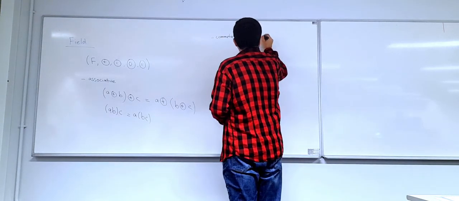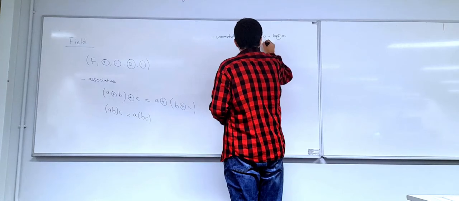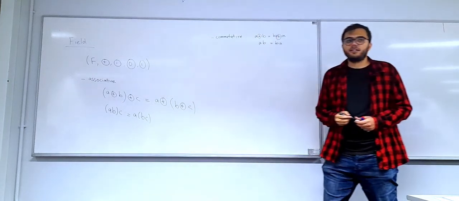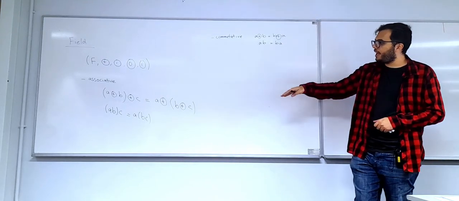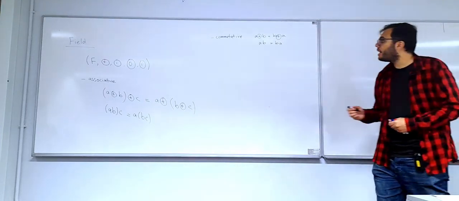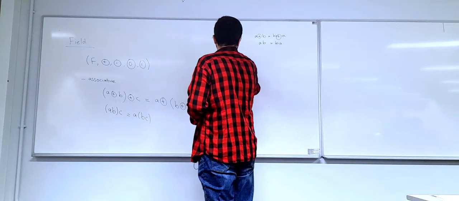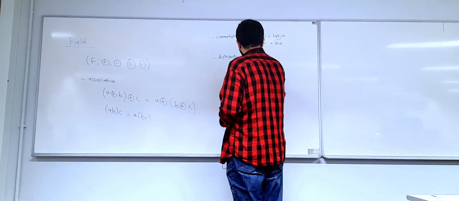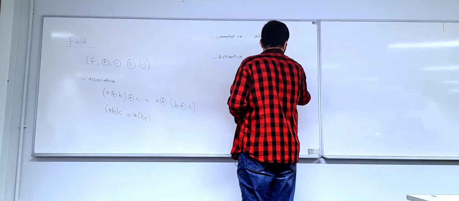Then I need it to also be commutative. Which basically means A plus B is the same as B plus A, and A times B, or just AB, is the same as BA. Okay, and this holds for any elements of my set. So all of these things have to hold for any A, B, and C that are in the set. Okay, then I need the distributive property. Which basically says that A times (B plus C) is just A times B plus A times C.